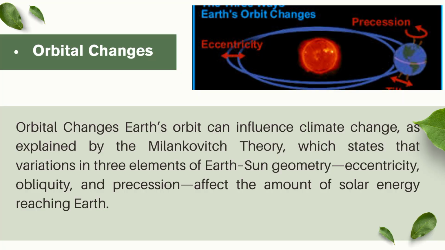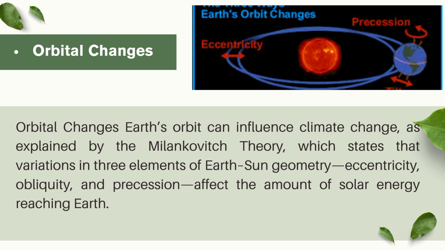Hi everyone, today I'm going to talk about orbital changes and the Milankovitch theory. Orbital changes. Earth's orbit can influence climate change as explained by the Milankovitch theory, which states that variations in three elements of Earth-sun geometry, eccentricity, obliquity, and precession, affect the amount of solar energy reaching Earth.